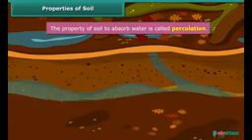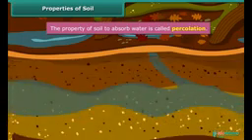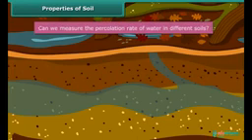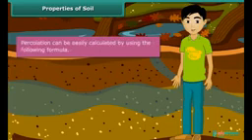Properties of soil. Soil has the property to absorb water. This is called percolation of water by soil. Can we measure the percolation rate of water in different soils? Yes, the rate of percolation can be easily calculated by using the following formula.